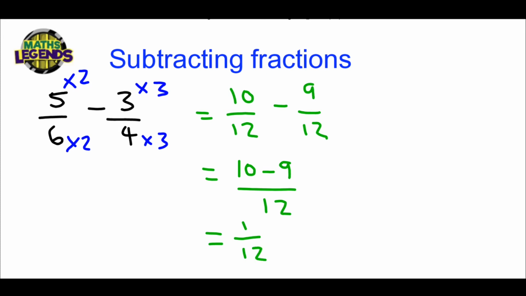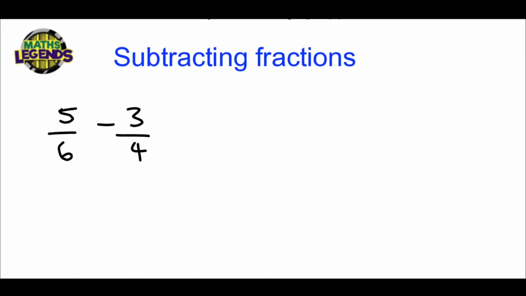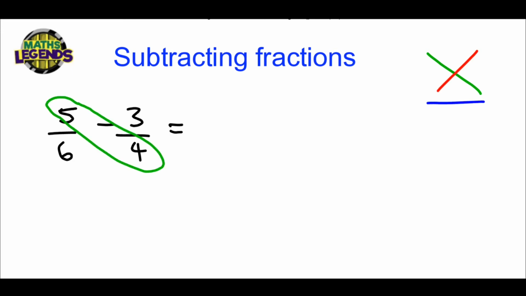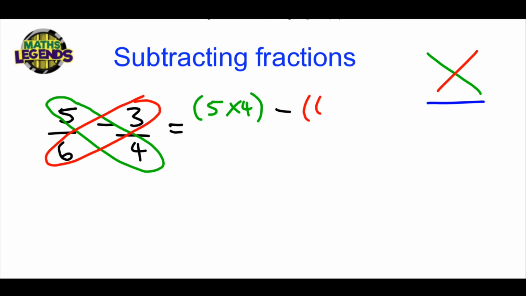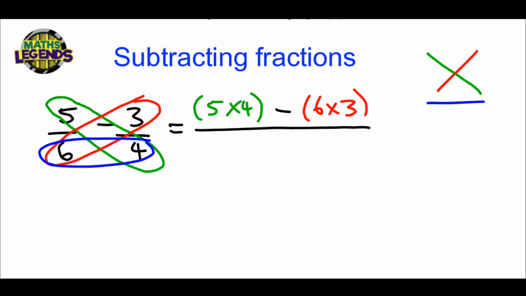Now let's do the same question, but with the cross, cross, bottom method. So the first cross is the 5 and 4. So we can write 5 times 4. The minus symbol stays in the middle. And we do the next cross. So we get 6 times 3. And then we do the bottom, which is 6 times 4.